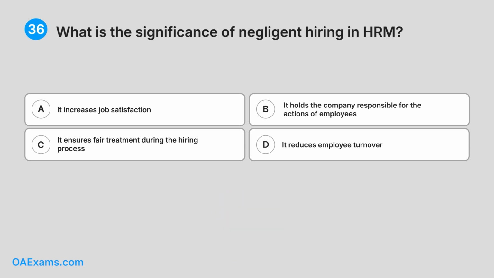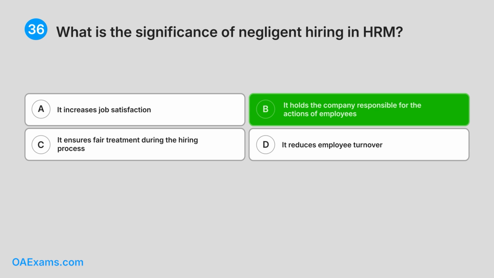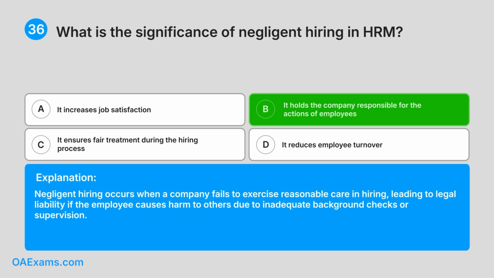Correct answer. B. It holds the company responsible for the actions of employees. Explanation. Negligent hiring occurs when a company fails to exercise reasonable care in hiring, leading to legal liability if the employee causes harm to others due to inadequate background checks or supervision.